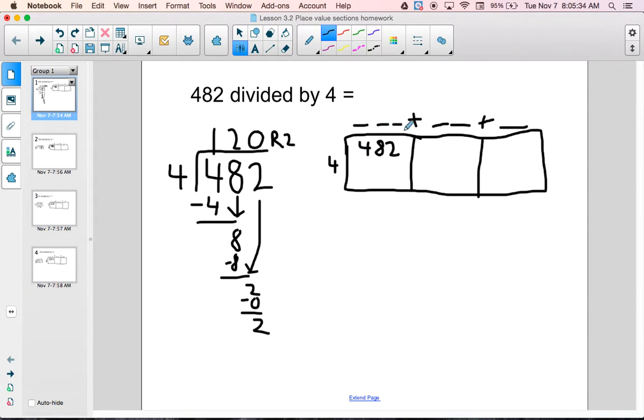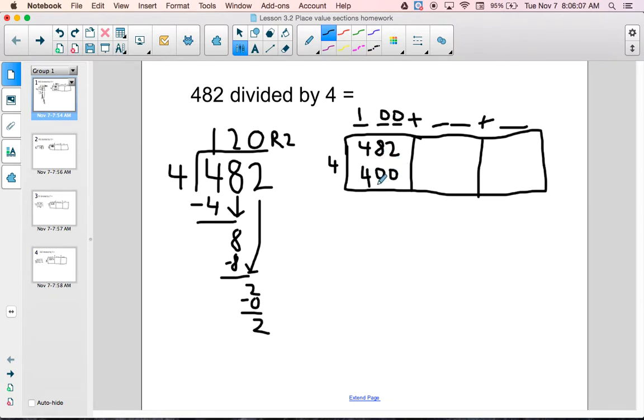Now using the place value sections method, we have a hundreds place, tens place, and ones place. 4 will go into 482. We're asking ourselves, how many hundreds can I make? Well, I can make 100, which corresponds to the 1 over here. That's what we're really saying. It will go in 100 times. So 100 times 4 is 400.